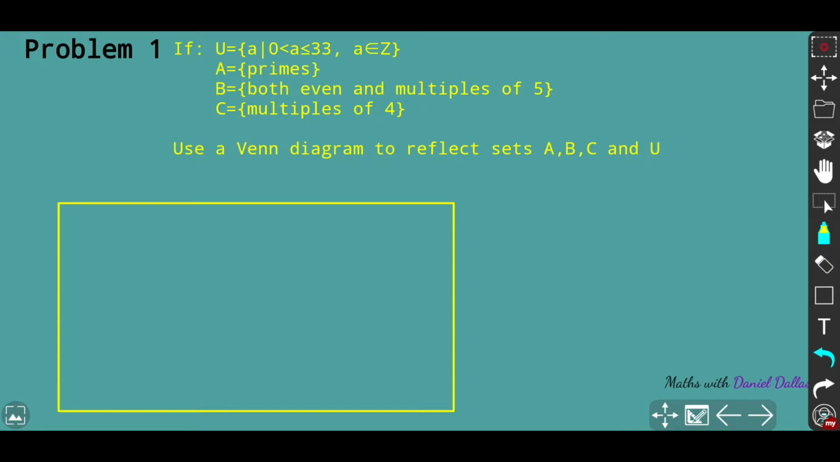Alright, so here we have a universe of whole numbers from 0, not including 1, and up to 33. We're going to consider the first set, which is represented by primes, so prime numbers, in other words. I'm going to use listing, and in this case I'm just going to list elements. So primes starting from 2 and up to 33.